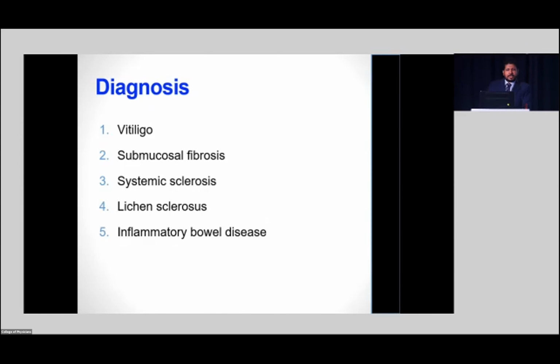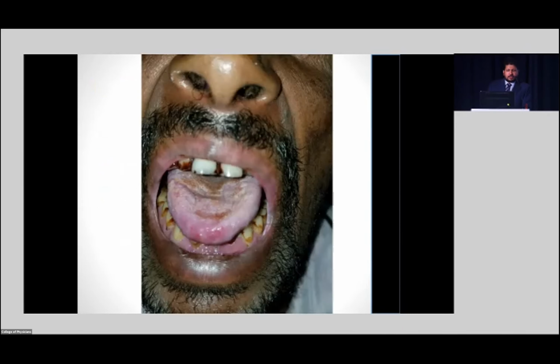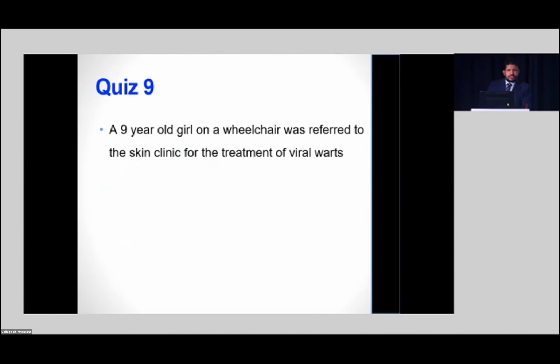You can see leukoplakia and loss of papillae of the tongue. And this will progress on to develop complications like erythroplakia and squamous cell carcinoma. So it's important to detect it early.